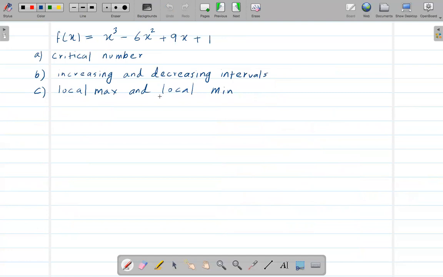First, let's find the critical numbers. To find the critical numbers, we need to find f prime. If I take the derivative of this, it will be 3x to the power 3 minus 1, which is 2. The 2 comes down, so 6 multiplies by 2, which is 12. x to the power 2 minus 1 is just 1, plus the derivative of x is 1, so we're just going to have 9. The derivative of 1 is 0, so we don't have to write that.